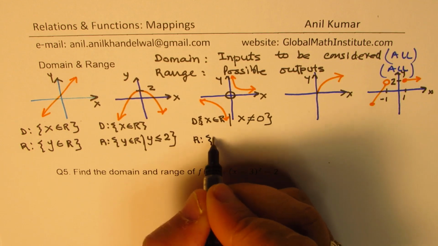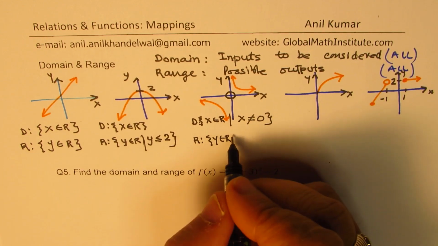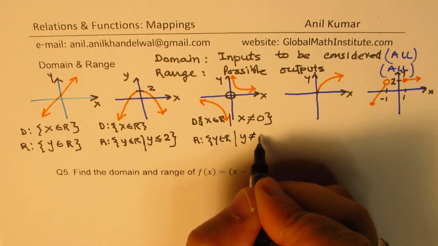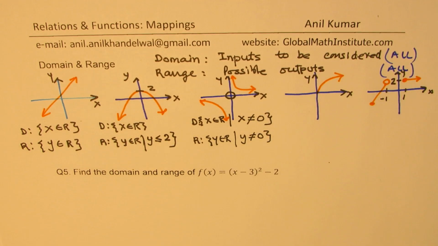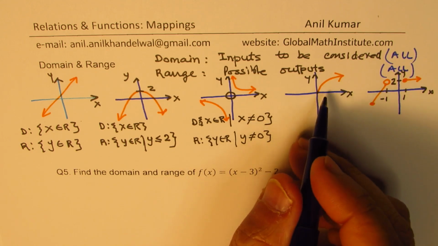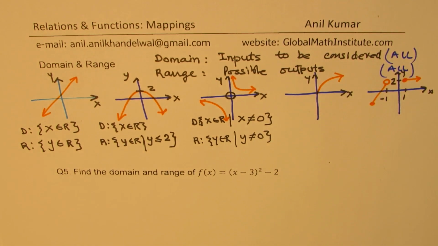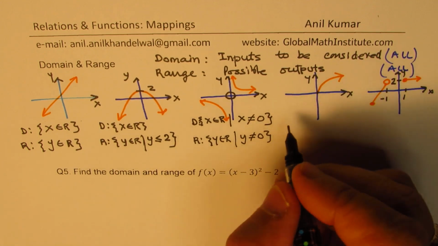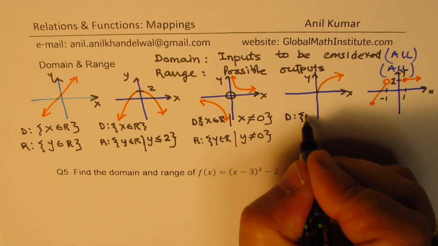Similarly, for range, we'll write y belongs to real numbers so that y is not equal to 0. So those are the restrictions on our domain and range. Do you see that?